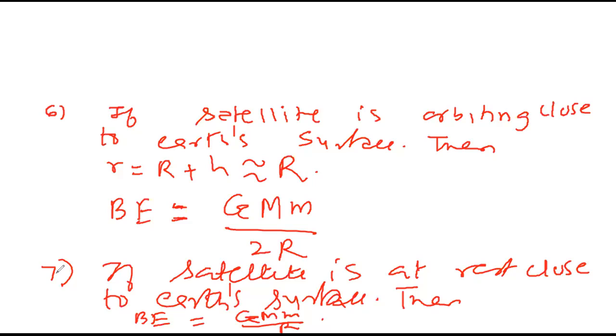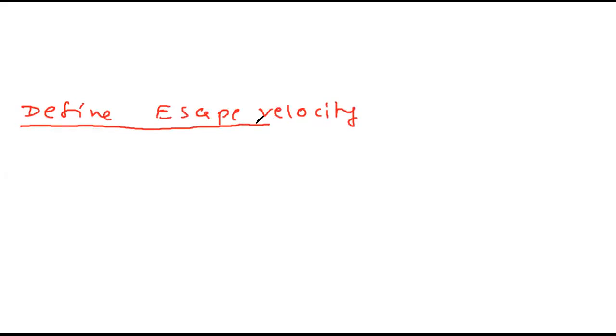Done, sir. Let's try to define escape velocity. What do you mean by escape? Should it be there or should it not be there? Should not be there. So indirectly it is liberating.